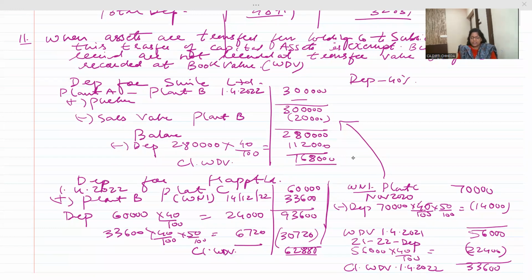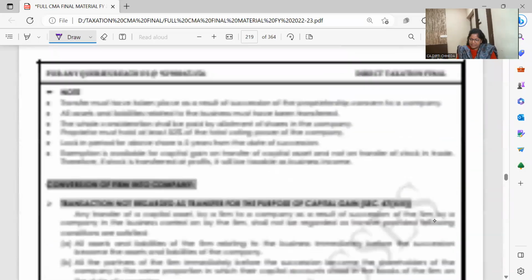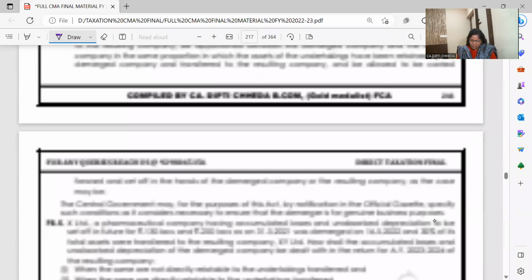And the next class we are doing from Monday, we are starting with a small topic but very important. 2 days it will be over. Advanced assessment procedure, that is appeals and revisions. So anyone has missed the classes basic, watch the assessment procedure. Scrutiny assessment क्या है, regular क्या है, best judgment क्या है, and then we will do that. ठीक है? Yeah. Please scroll the material right from the beginning, this topic.